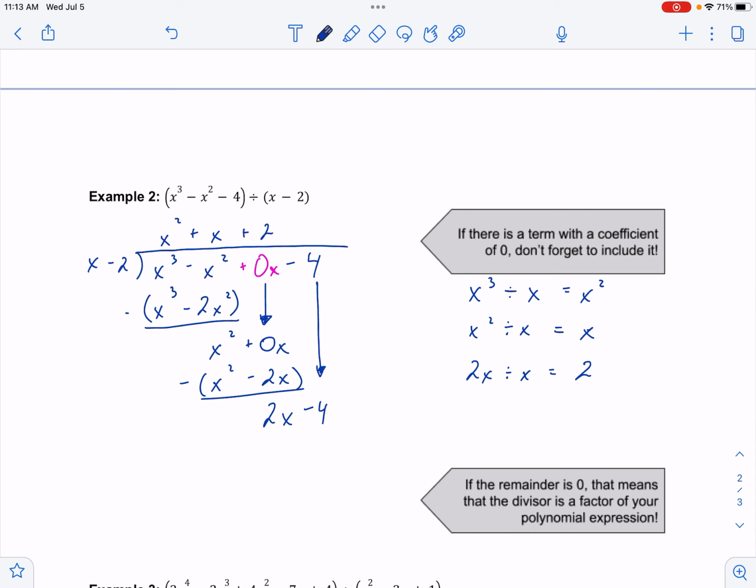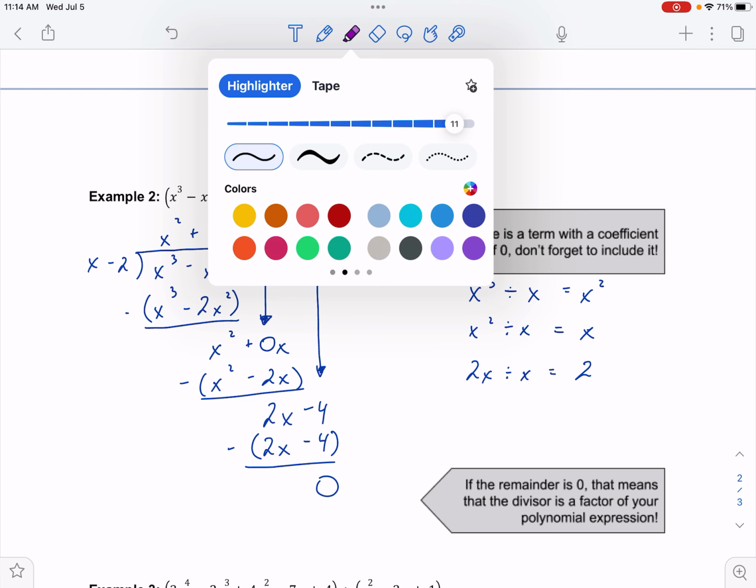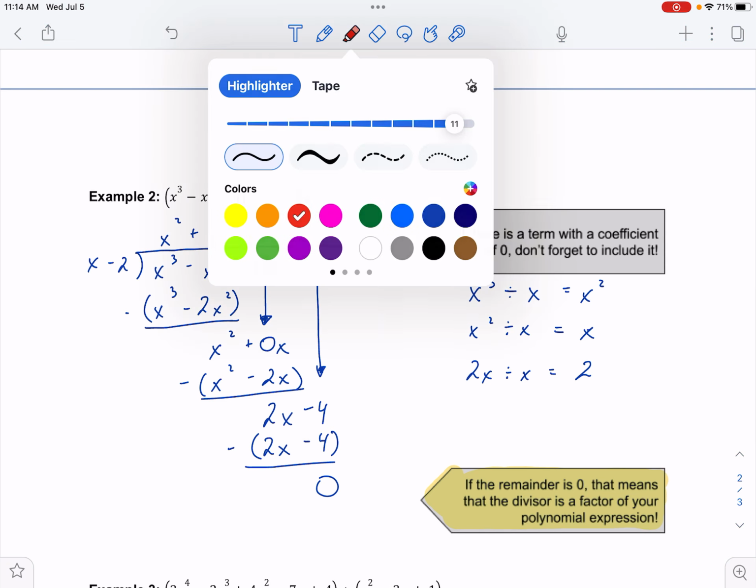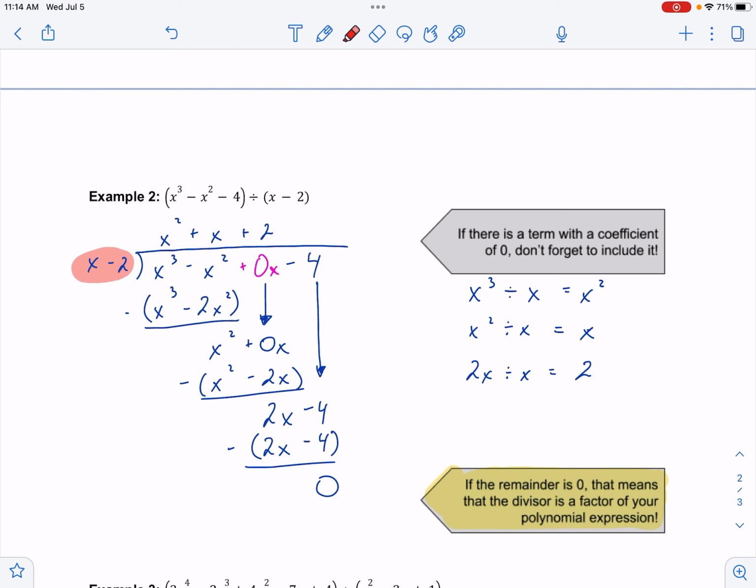2 times x is 2x. 2 times negative 2 is negative 4. And look at this. We are going to have a remainder of 0. Oh my gosh, it's like I knew that was going to happen because I pre-wrote this little note off to the side there. If the remainder is 0, which is the situation that we have here, then what we've actually determined is that our divisor, the divisor being x minus 2, is a factor of our polynomial expression.